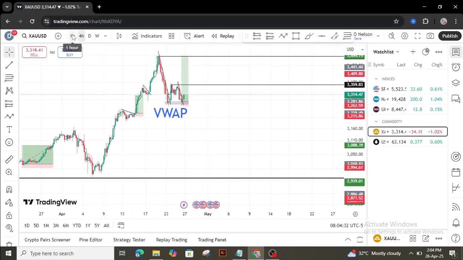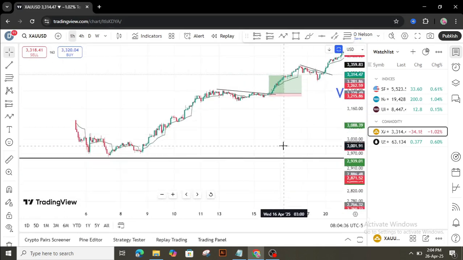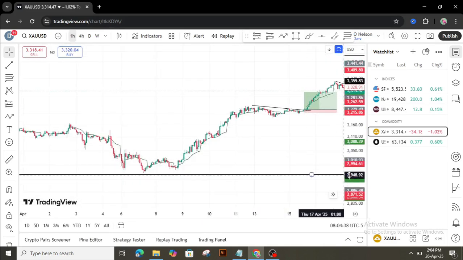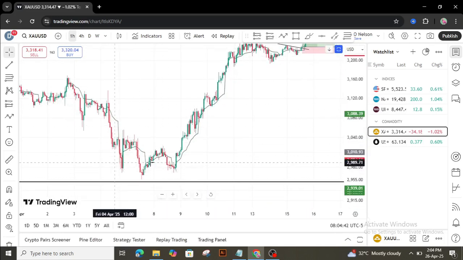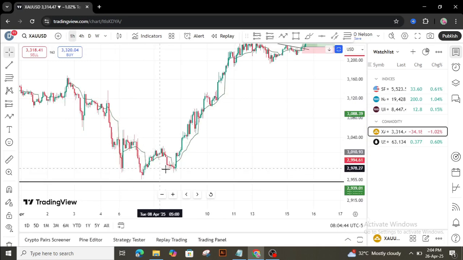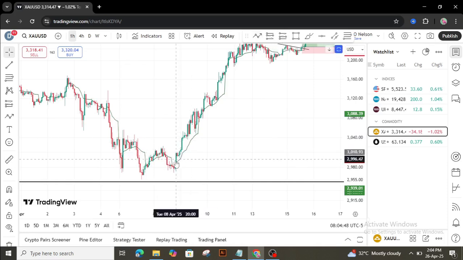You just want to look for when price retraces back into that VWAP. That is when you want to take a buy position. Okay, so this is that double bottom that you were seeing on the 4 hour. This is the level. So now a good entry would be this particular pullback.